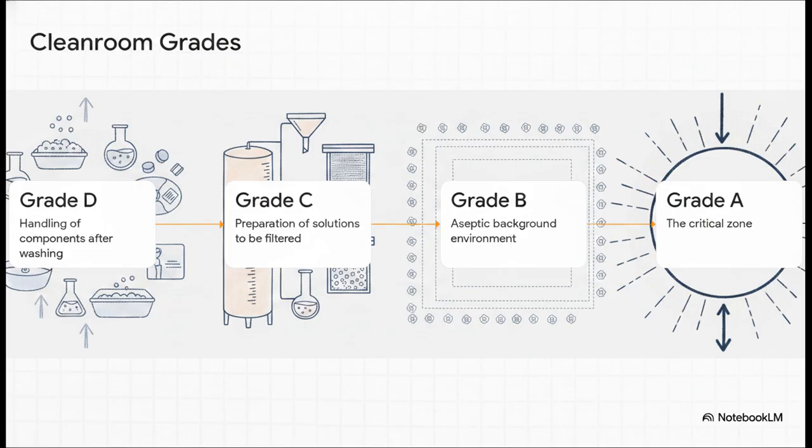Then we step up into grade B, which acts as that immediate, highly controlled background environment. And finally, we reach grade A. The crucial compliance takeaway for you here is that your chosen grade absolutely must perfectly match the operation's exposure risk. You simply cannot compromise on where those high-risk steps take place.